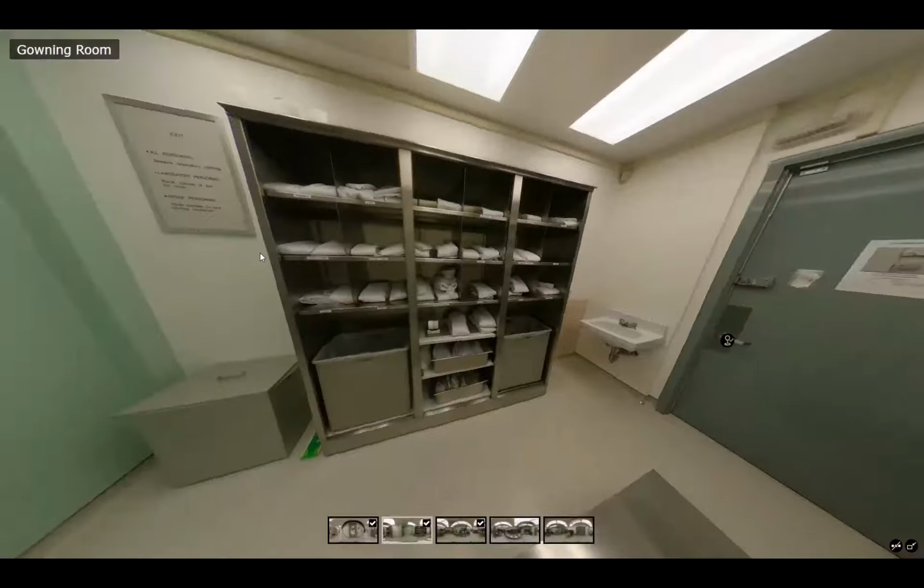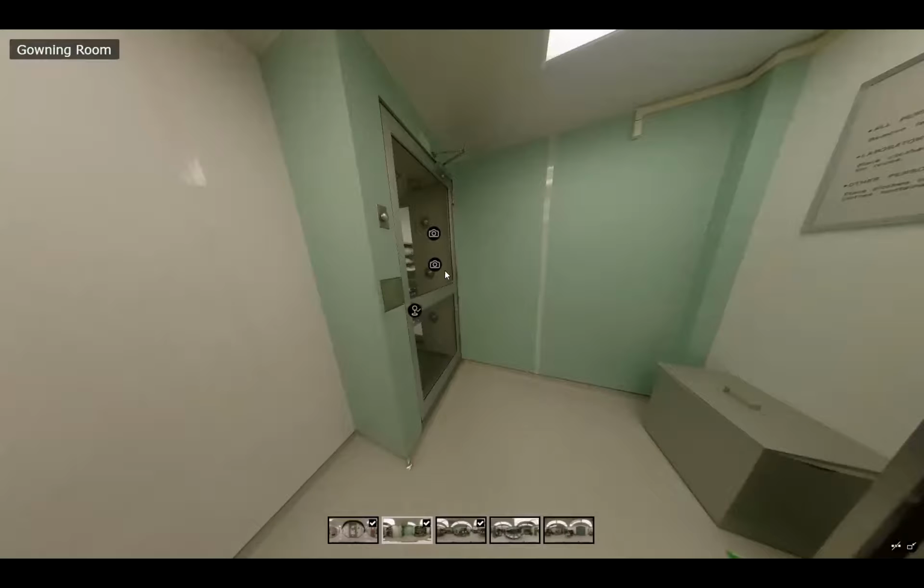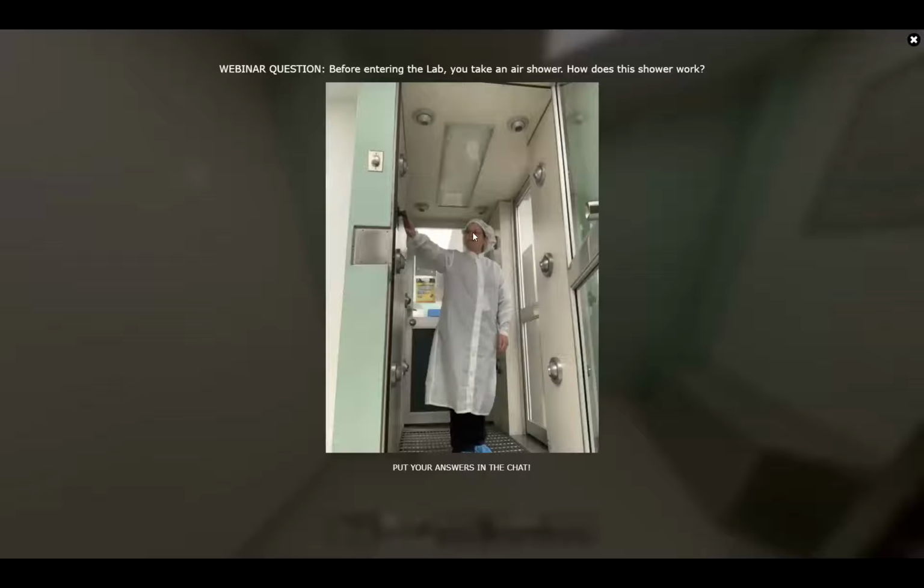So we put on a smock, we get covered up and dressed. I'm gonna spin you guys around a little bit here. Hope I don't make you seasick. To the door on the other end of the lab. So I have a question for you guys. After we get all dressed up, but before we actually go into the lab, we have to go through what's called an air shower. So you guys can put your answers into the chat, what you think an air shower does and how does it work?